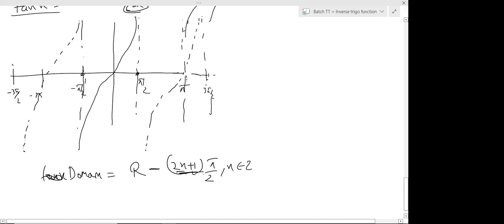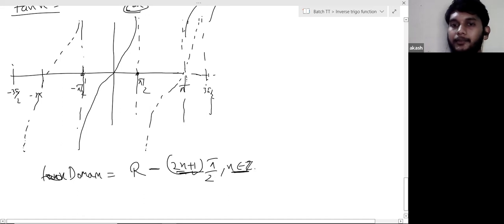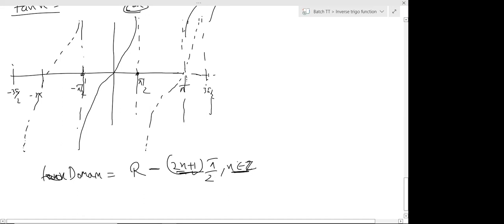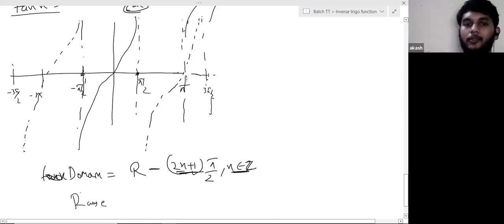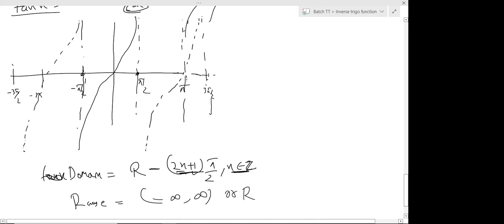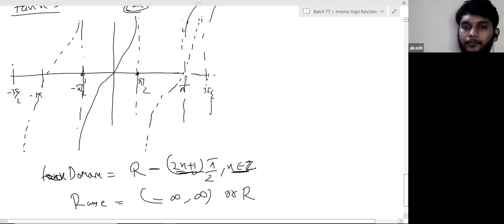After including that, n belongs to Z. And the range: we can see this goes from minus infinite to infinite, or we can say R. All right, got it. Now tan inverse.